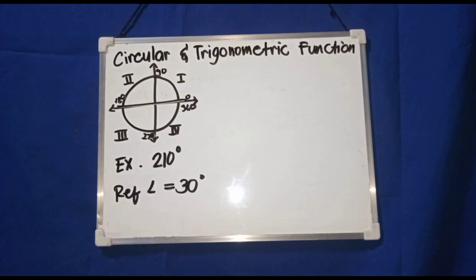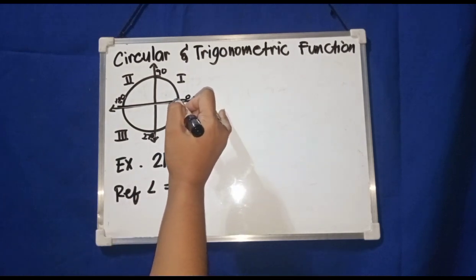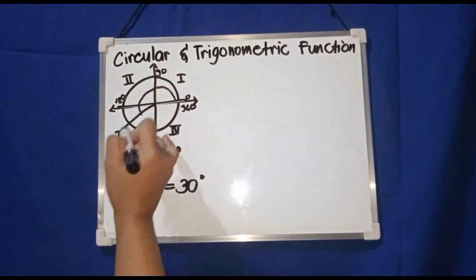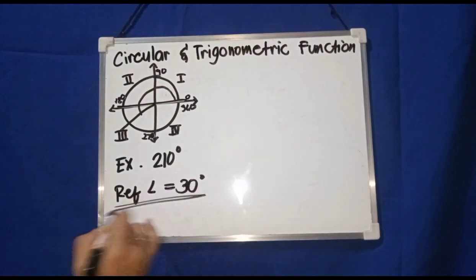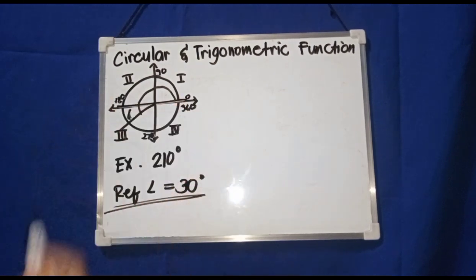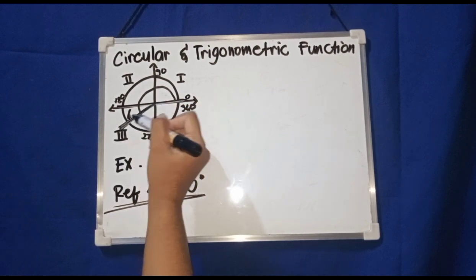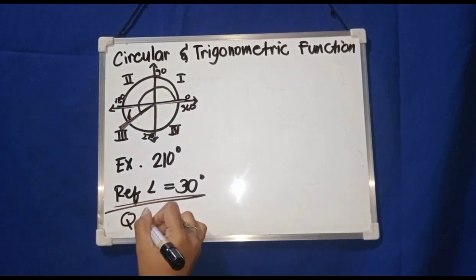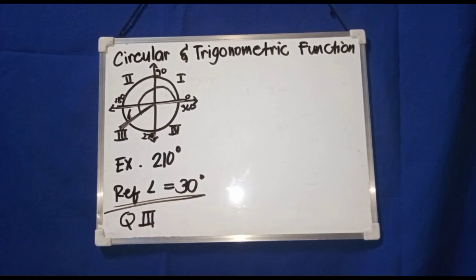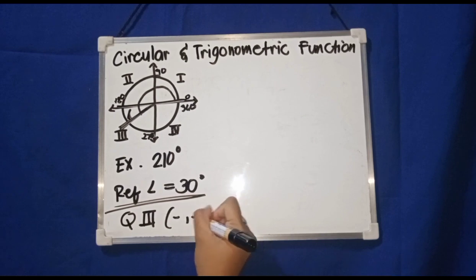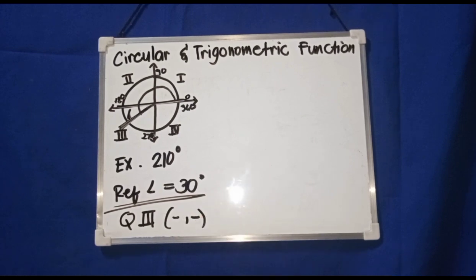So 210 is positive, so it starts from here and it goes up here until there. Therefore the 210 ends up here, and the reference angle will be this area. Since we already have the reference angle and it stopped here in quadrant 3, always remember that in quadrant 3 we have the coordinates of negative and negative. Okay, so now let's move forward to the 6 trigonometric functions.